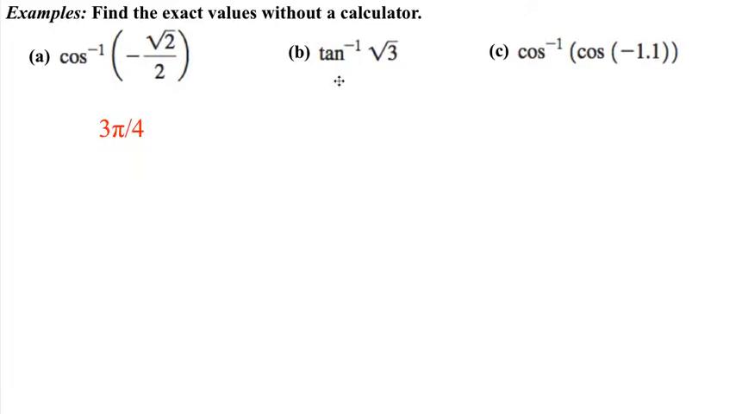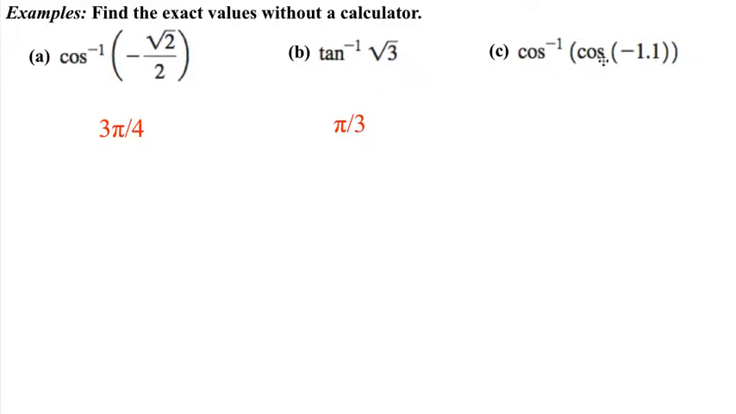The tangent, where is the tangent? The angle whose tangent is the square root of 3. Well, that's definitely a 30-degree reference angle, which is pi/6. Oh, no, I messed that up. Let me take that back for a second. That's a 60-degree reference. It is pi/3.